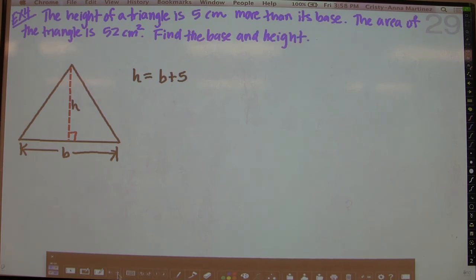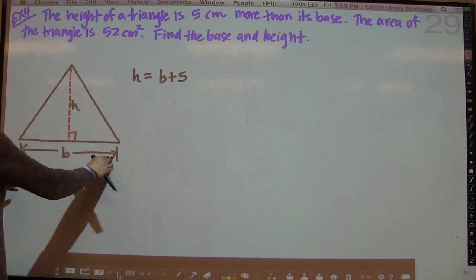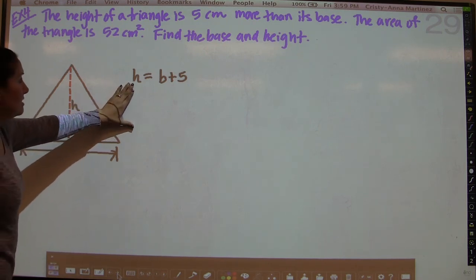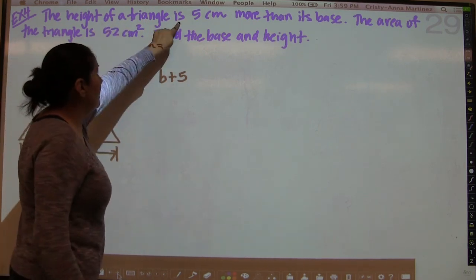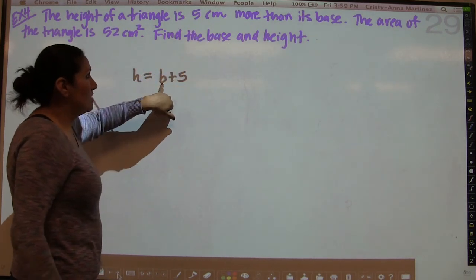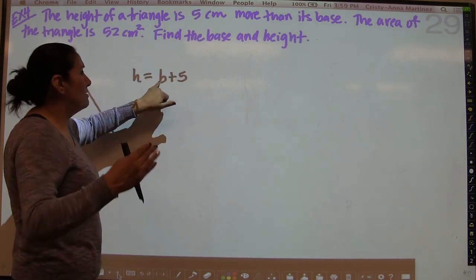The height of a triangle is 5 centimeters more than its base. The area of the triangle is given as 52 square centimeters. Find the base and height. They didn't actually give you a diagram, but I've drawn a generic triangle, and I'm going to call this the base and this the height. So the height, which is h, is equal to 5 centimeters more than its base. The base is b, so the height is b plus 5.